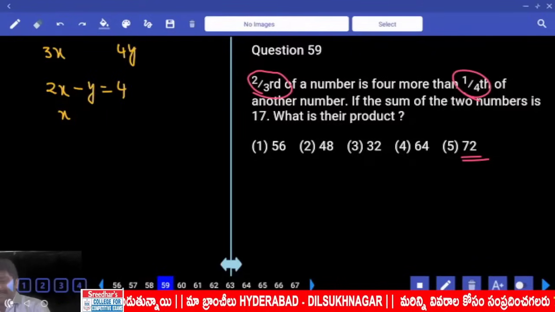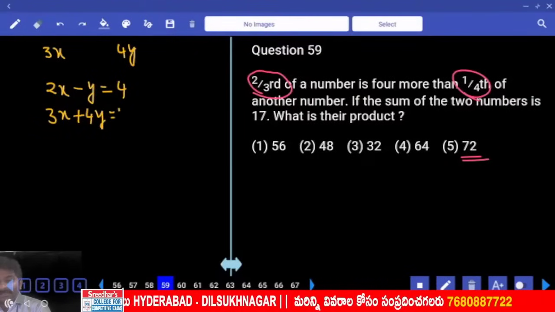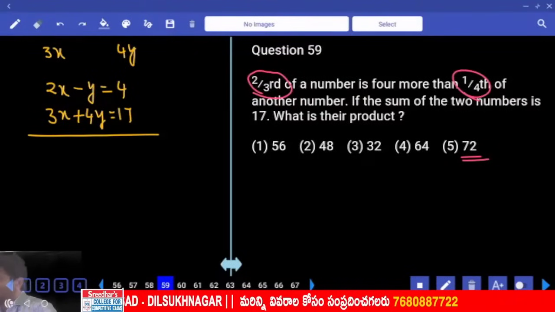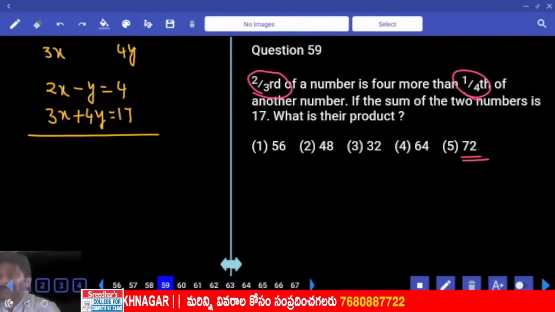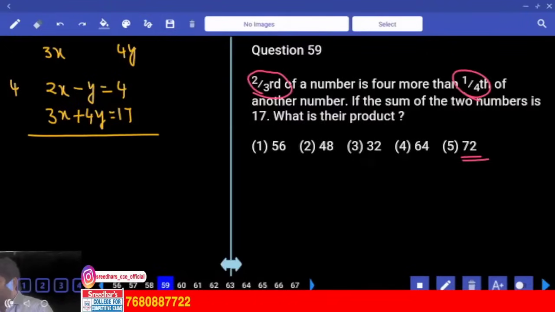Yes. The first number is 3x, the other number is 4y. The sum is equal to 17. Our numbers are not x, y. They are 3x, 4y. Got it? Let's multiply the first one with 4, keep the second one as it is, and add both.